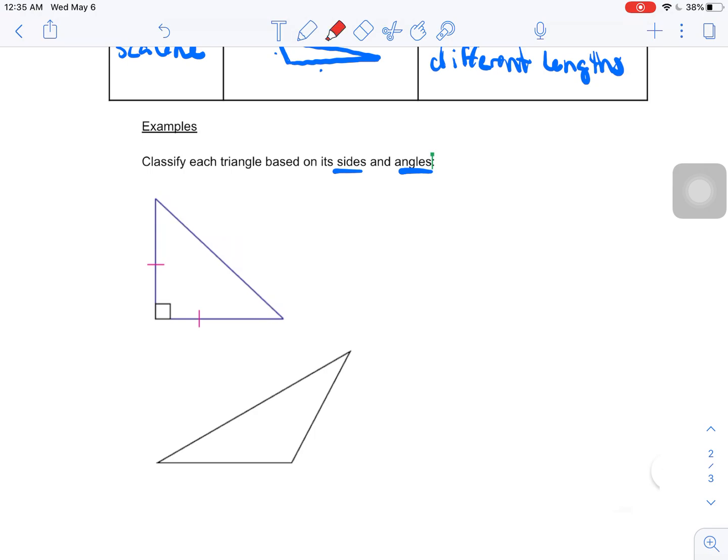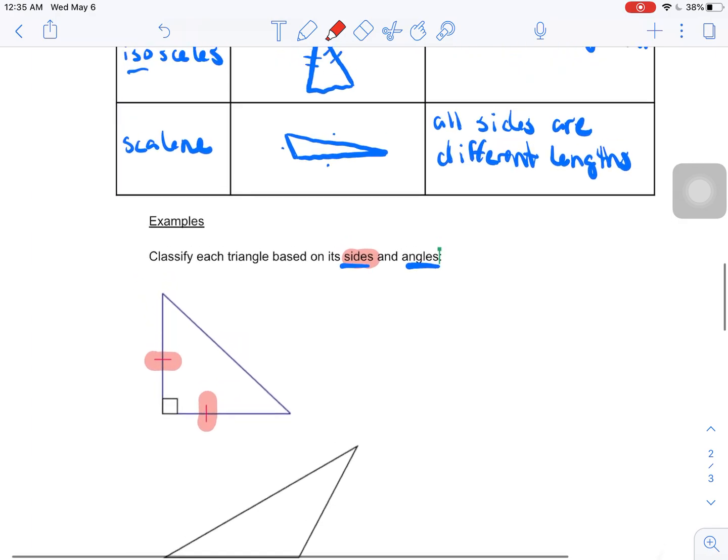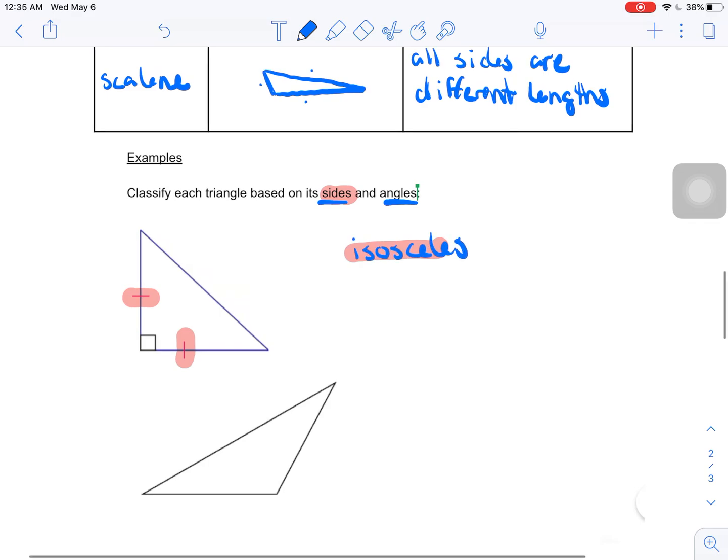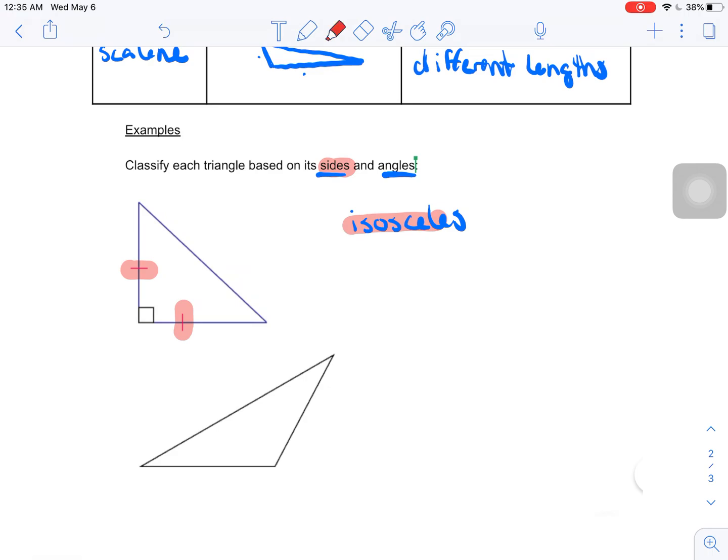So if we are classifying based off of the sides, so this first triangle, we could see tick marks, which means 2 sides are congruent. And we just said 2 sides congruent is an isosceles triangle. So if we classified that based off of sides, it would be isosceles. This bottom triangle, if we want to classify it based off of sides, it does not have any congruent marks or any measurement marks or anything labeled on the triangle that would give us proof of these sides being the same length. So without any proof, we can't make assumptions.